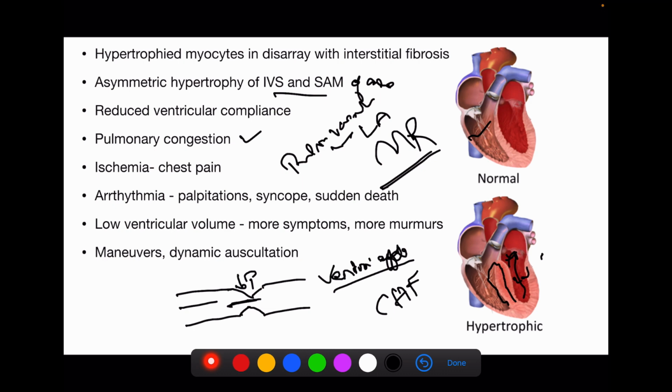And the other trigger for arrhythmia, the main trigger for arrhythmia, is the structurally abnormal cardiac myocytes. Complete disarray, structurally abnormal interstitial fibrosis, and superimposed ischemia. All these are potent triggers for arrhythmias, and arrhythmias could result in palpitation, syncope, and sudden death.